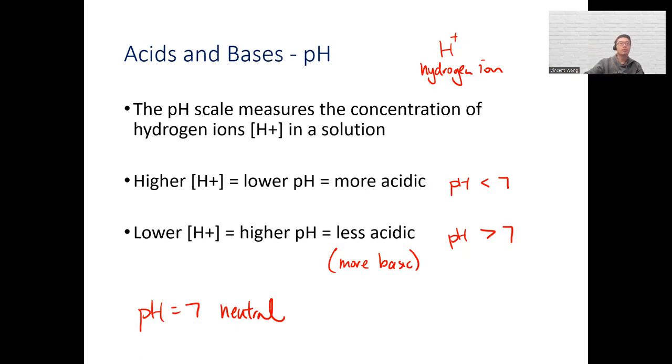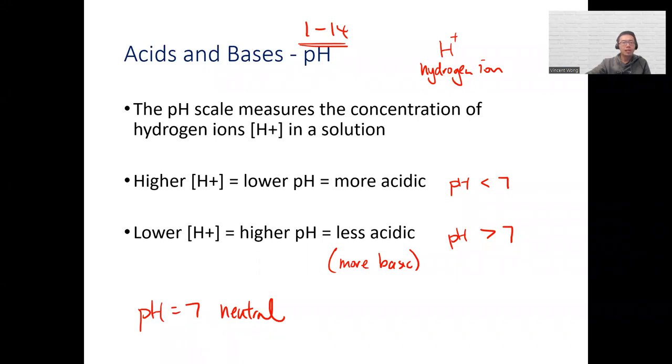What does a 7 represent here? 7 means it's neutral. So 7 is right in the middle. The pH scale goes from 1 to 14, actually. So 7 is right in the middle and it's going to be neutral.